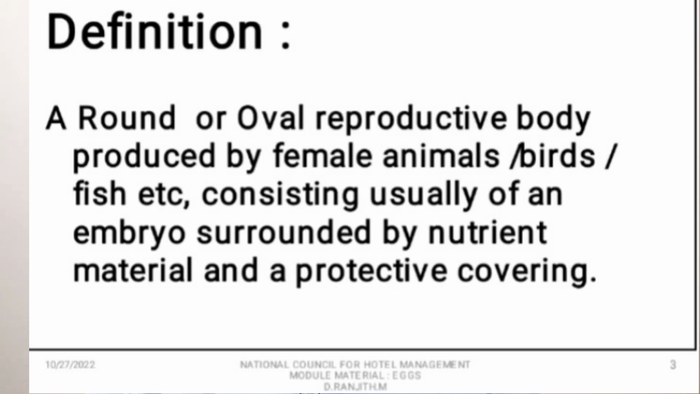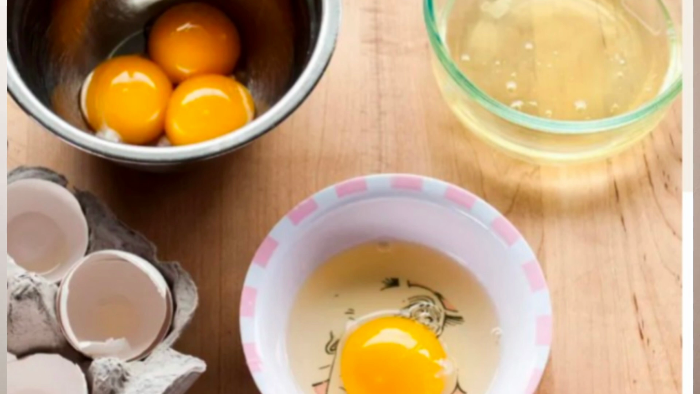Egg is a round or oval reproductive body produced by female animals, birds, fish, etc., consisting usually of an embryo surrounded by nutrient material and a protective covering. So, an egg is made out of three parts. One is the eggshell, then the egg white, or we can call it albumen, then the egg yolk.